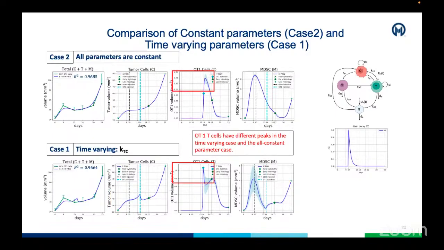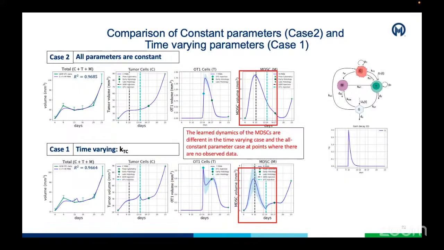And then if you also look at what PIN is learning for the T cells in the time varying versus the constant case, you can also see that there are different peaks. And you can also see that in the constant case, there was this extended proliferation of the cancer cells when it was given, which is not seen in the time varying case. And then in the MDSCs, we see that in both solutions, they tend to predict the effect of the lymphodepletion when gemcitabine was given on day 10. You see that the amount seemed to be going down in both instances, but they have different peaks that both cases are able to learn.